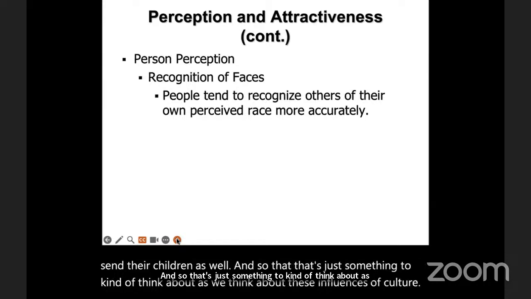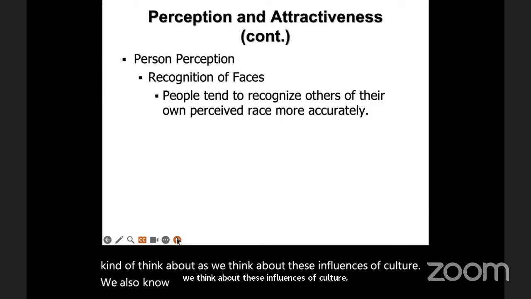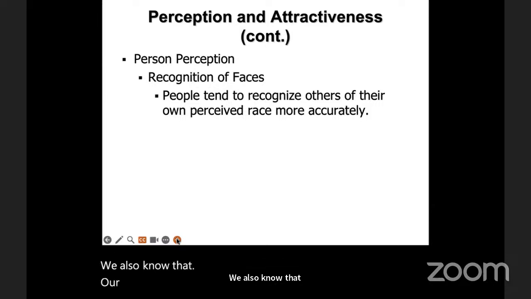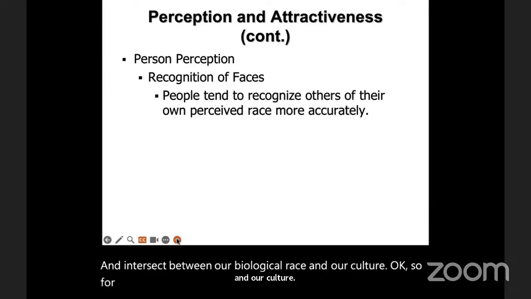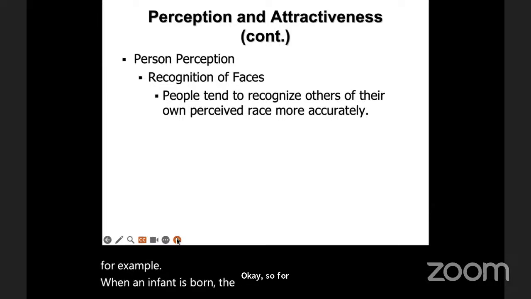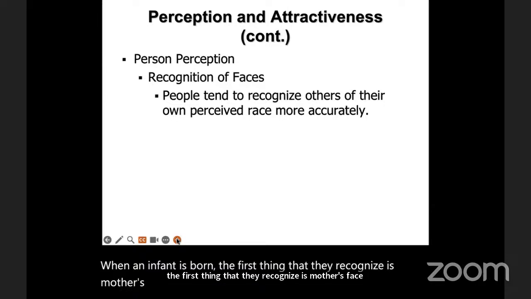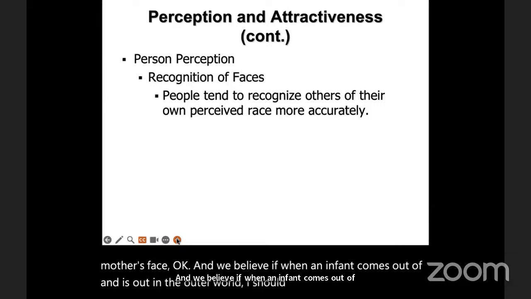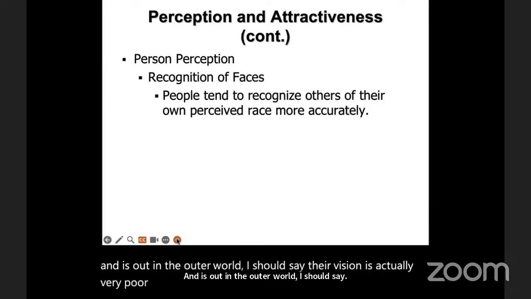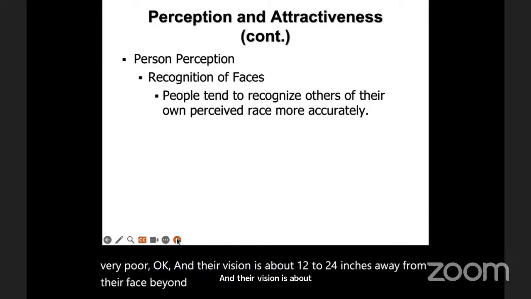We also know that our face recognition is an intersect between our biological race and our culture. For example, when an infant is born, the first thing that they recognize is mother's face. When an infant comes out into the outer world, their vision is actually very poor. Their vision is about 12 to 24 inches away from their face. Beyond that, everything is blurry.